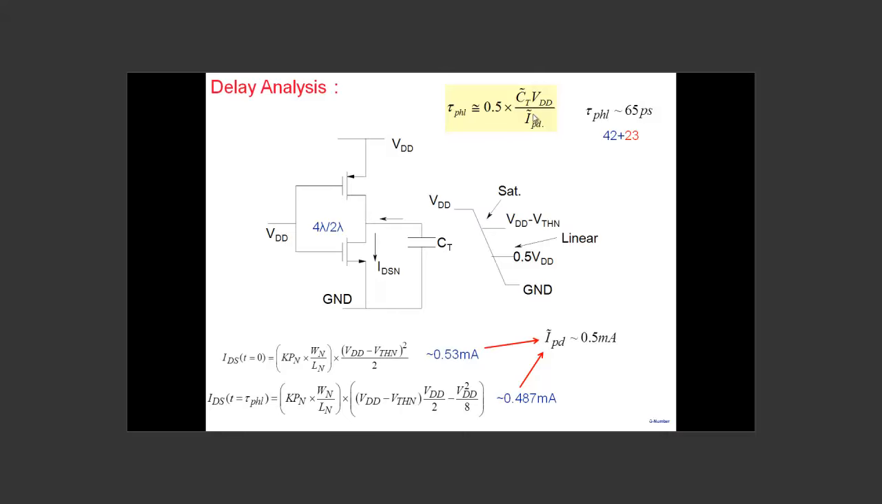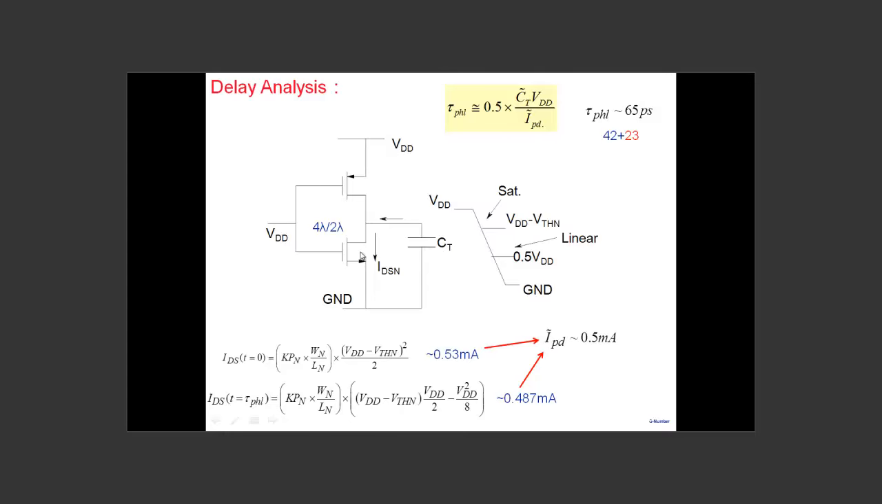Now, if I break this up, 65 picosecond, note the capacitance had two parts. Of the 20 femtofarad, 13 was from the inverter itself, and the load had 7 femtofarad. So I can break this delay into two parts. 42 picosecond is the intrinsic delay of the inverter, and 23 picosecond comes about because of the load. If I didn't have the load, then the tau PHL would have been only 42. But because of the load, I get an additional delay because the additional capacitance has to be charged and discharged. So that's 23 picosecond.